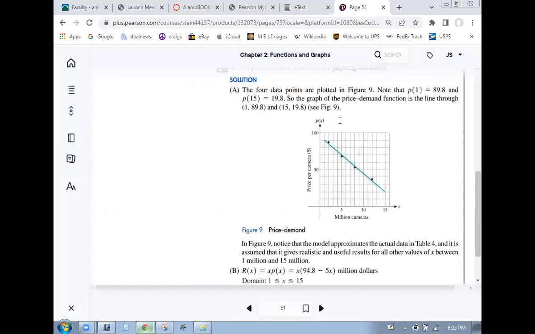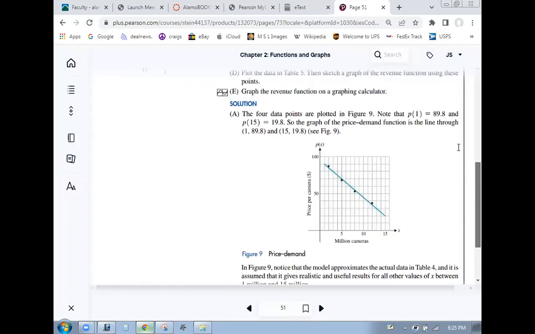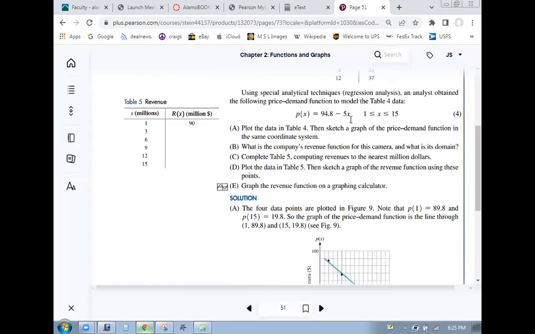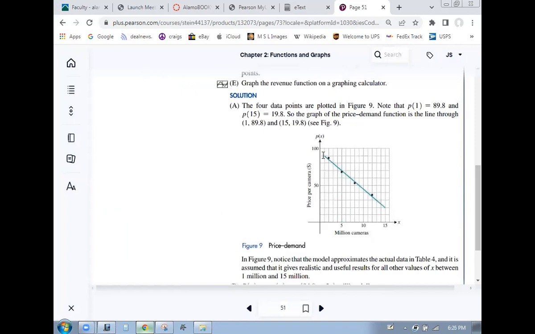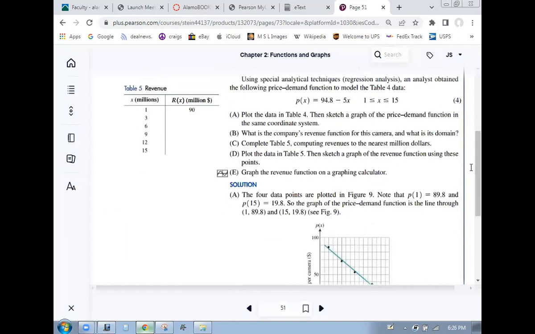So they're basically graphing this line, 94.8 minus 5x. Notice the slope is a -5, so that's downhill. The y-intercept is at 94.8. So it starts up here at 94.8 and then goes downhill at a rate of 5. Okay? What's part B? What is the company's revenue function for this camera and what is its domain?